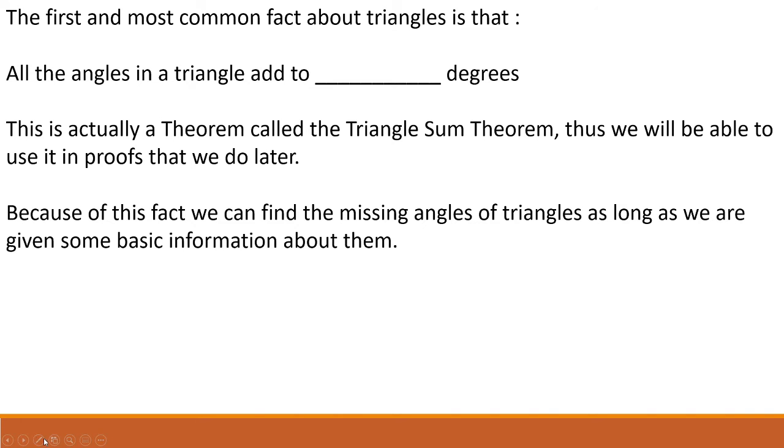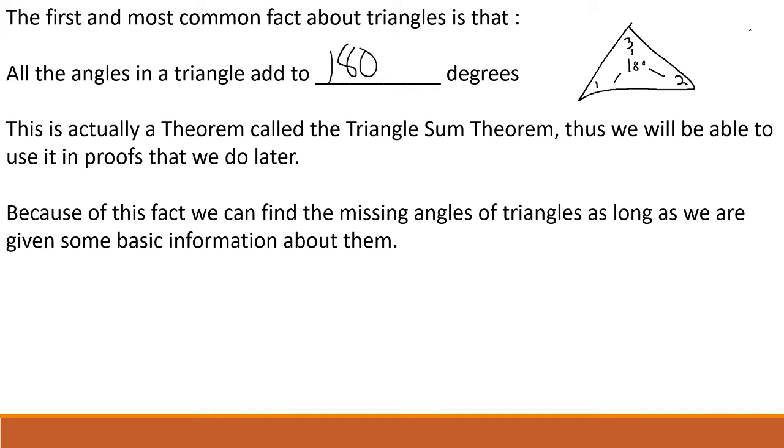So the first and probably most common fact about triangles, assuming you've done them in years past, is that all the angles in the triangle should add to 180 degrees. So that means that if I take any triangle that I draw, like this one right here, and I take angle 1 plus angle 2 plus angle 3, and I add up all these angles, these should all add up to 180 degrees every time.